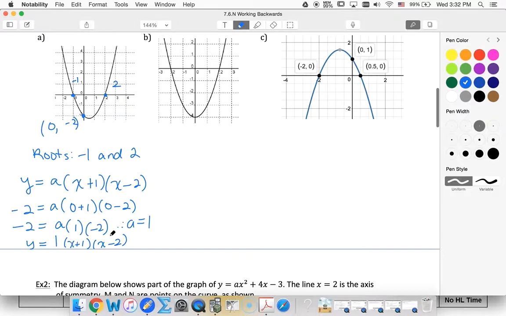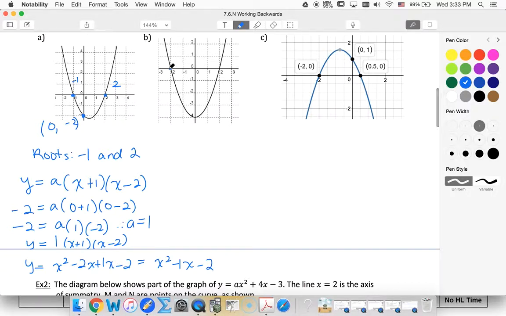Converting to standard form, I'm going to multiply this out. x squared minus 2x plus 1x minus 2, which simplifies to be x squared minus 1x minus 2.